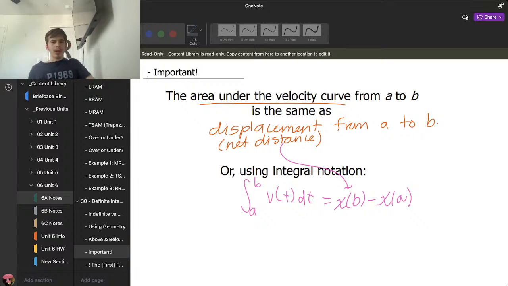Area under a velocity curve is displacement, so displacement from a to b.